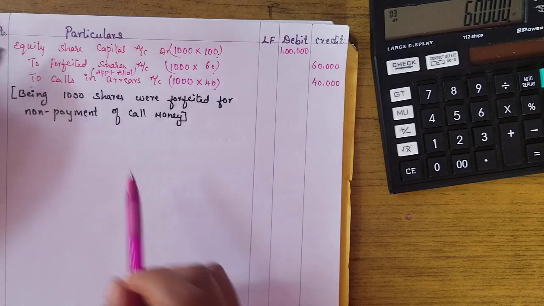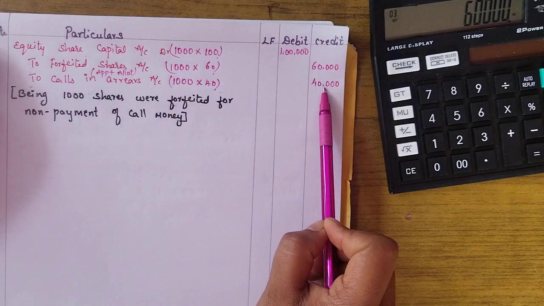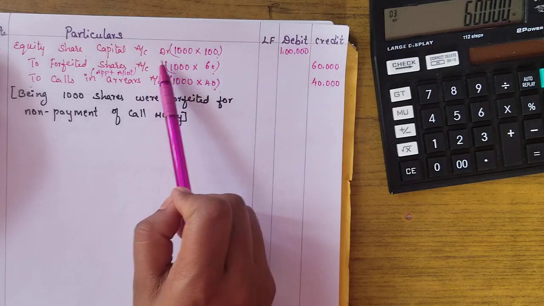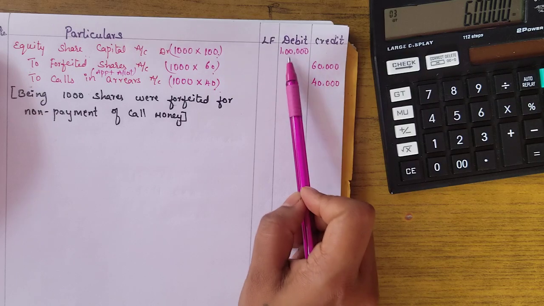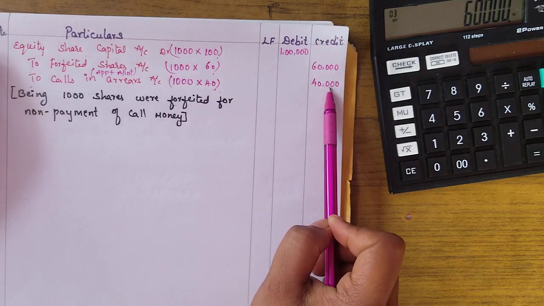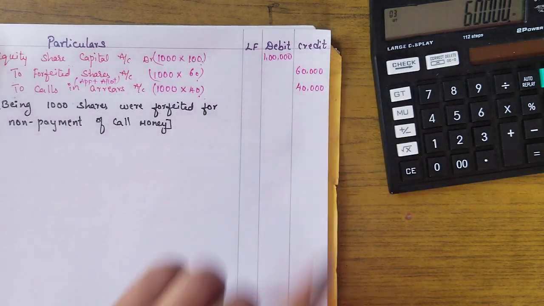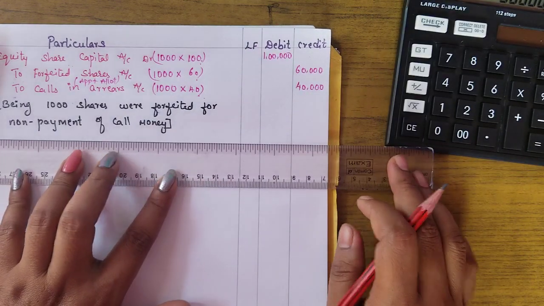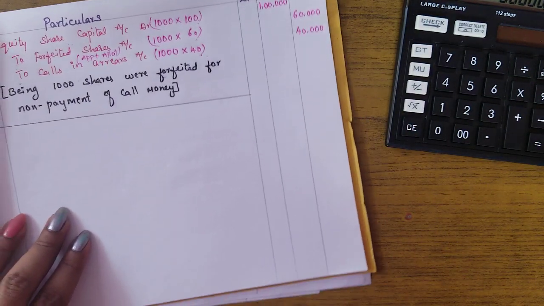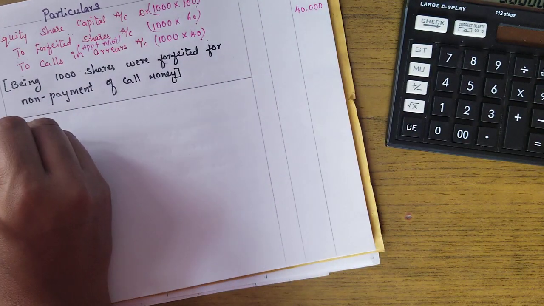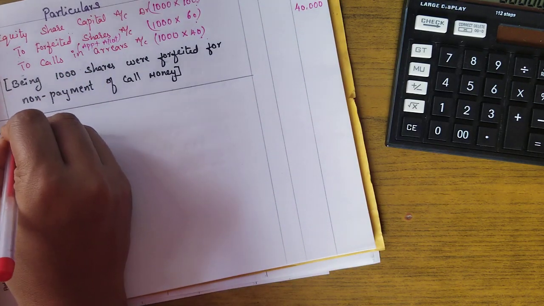Both these two accounts are credited, so I am writing the amount in the credit column. This account is debited, see here, debtor. So the debit column is 1,000. When you add these two, 60 and 40, 1 lakh only you will be getting. So it is tallied with the debit column amount. Okay, the calculation is very important. Kindly practice the calculation. When the share is forfeited, then we are going to reissue.